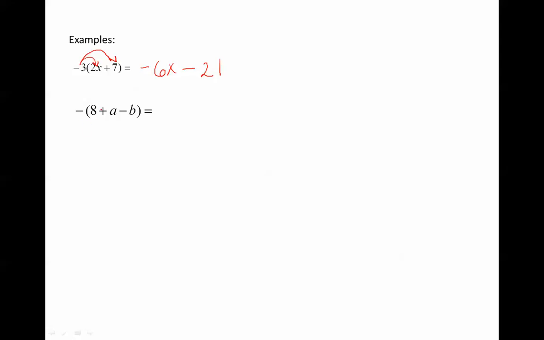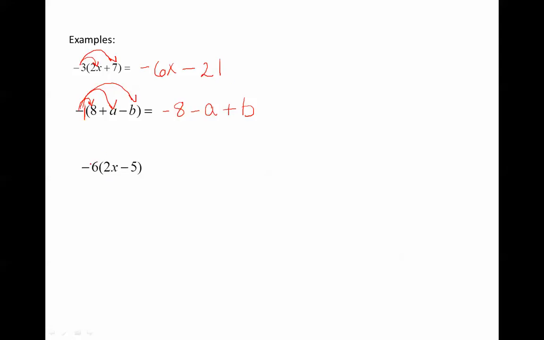Okay, now when you have one like this, it's just like having a negative 1 in front of the parentheses. If there's no number there, it's just like having a negative 1 there. So you can multiply negative 1 times 8, and you will get a negative 8. Then you multiply negative 1 times a. Now since you get a negative answer, put a minus instead of a plus. So that gives you a negative a, and then a negative 1 times a negative b. A negative times a negative is going to be a positive, so put a plus b.